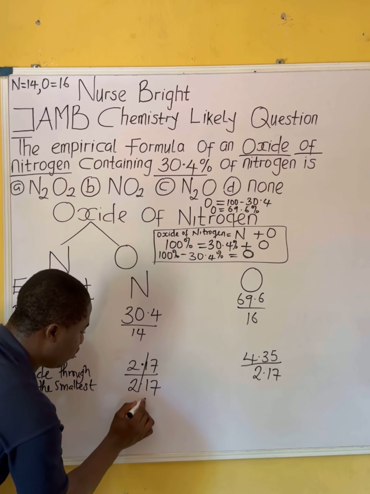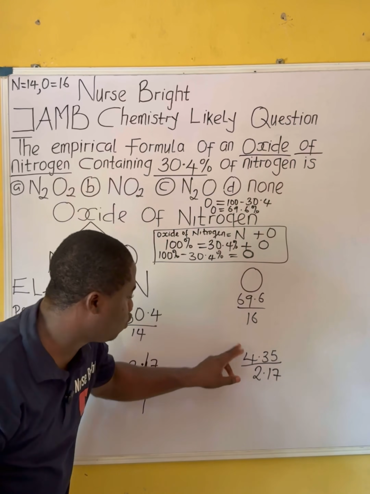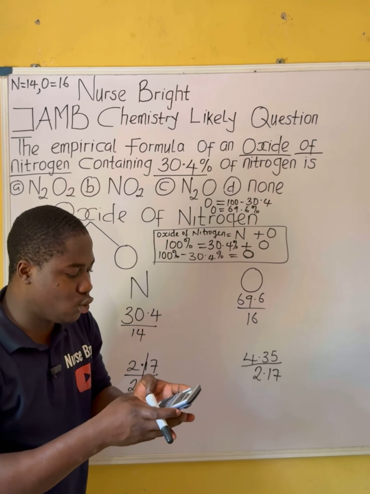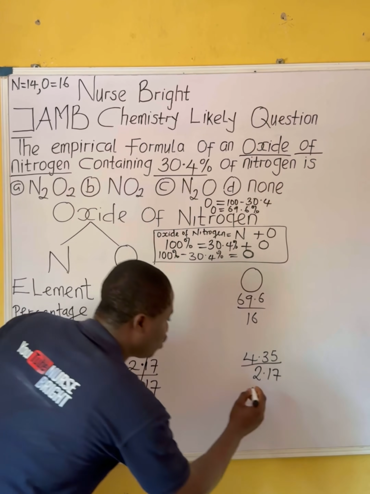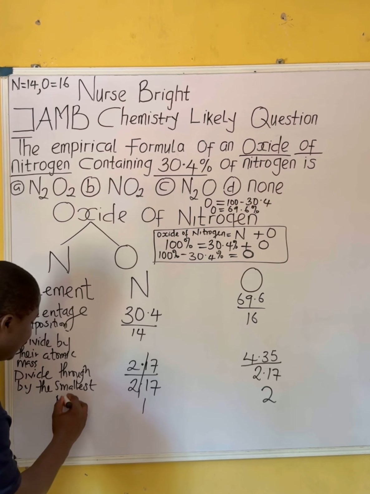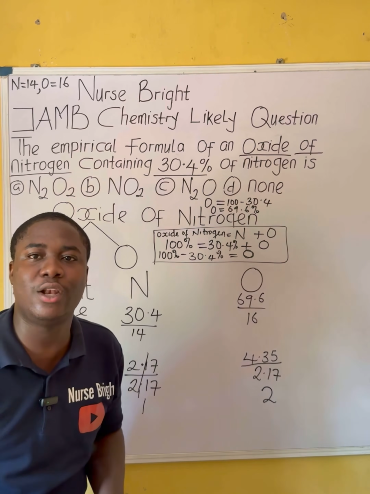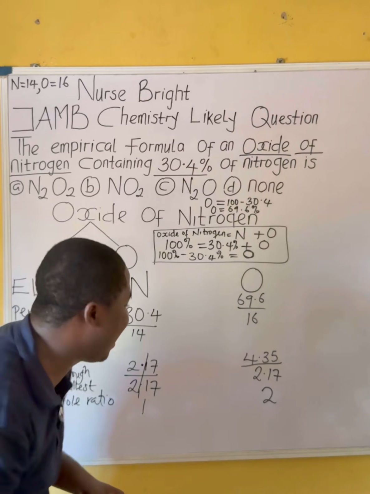So when this happens, we're going to get 1. I believe you are aware, because 2.17 divided by 2.17 is 1. So let's do for this. So 4.35 divided by 2.17, that is approximately 2. Guys, listen, these values we have gotten, they call the value mole ratio. What did I say? They call the value what? Mole ratio, all right, of the element in the compound.